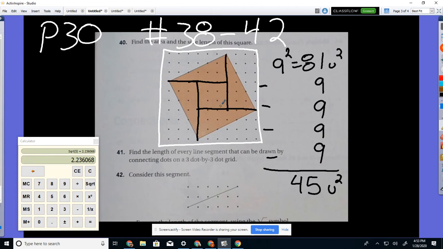Cool. So this square. Find the length of every line segment that can be drawn. Oh, wait, that's just it. So find the area and side length of this square. Area is 45 units squared. Side length is square root of 45, which is a little bit less than 7. Let's check this out. Square root of 45 is approximately 6.7 units. Okay, that is problem 40.